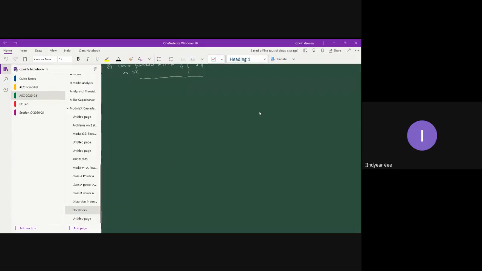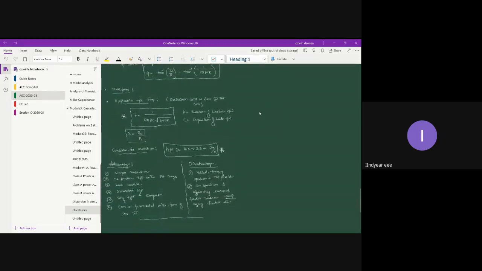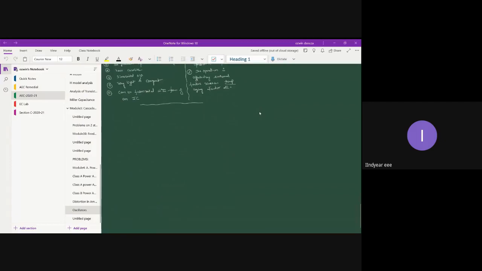So yesterday I started with the RC phase shift oscillator circuit, right? We discussed the circuit operation, and we also discussed the merits and demerits of the RC phase shift oscillator.